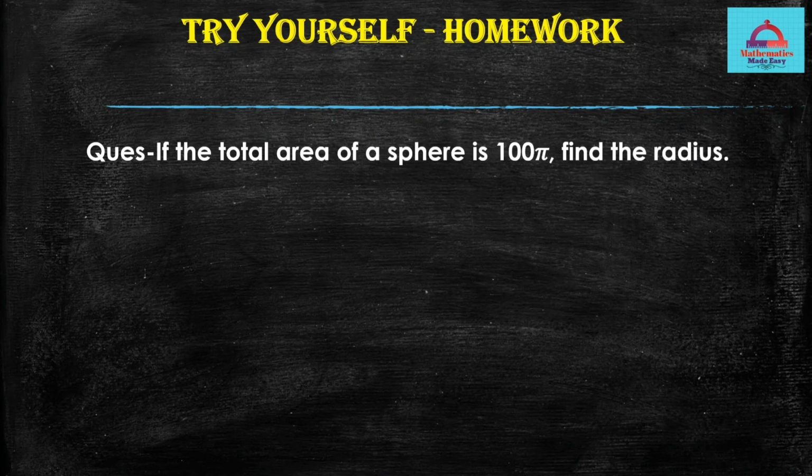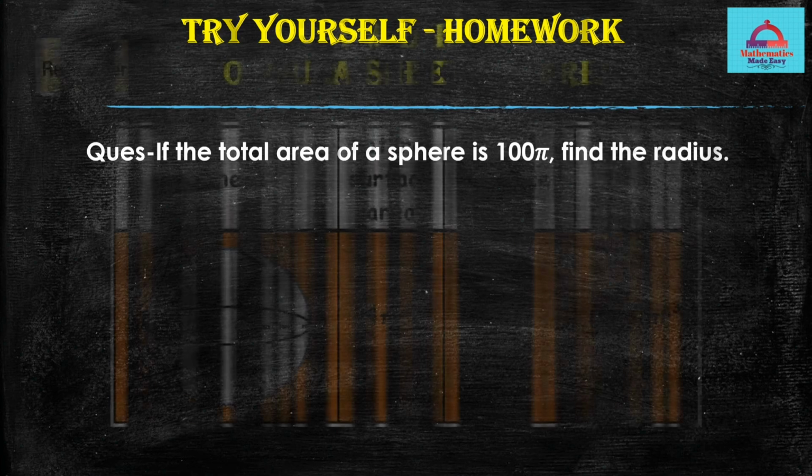Now I would give you one question as homework that I want you to try yourself. This question would help you to check your understanding, whether you've understood this concept of surface area and volume of spheres nicely or not. So try this question. If the total area of a sphere is 100 pi, find the radius. Very easy question, and put your answers in the comment section. I will check it for you.